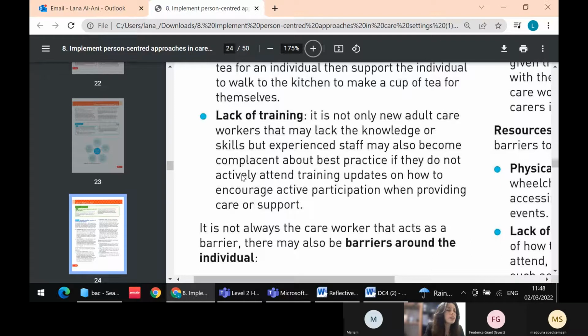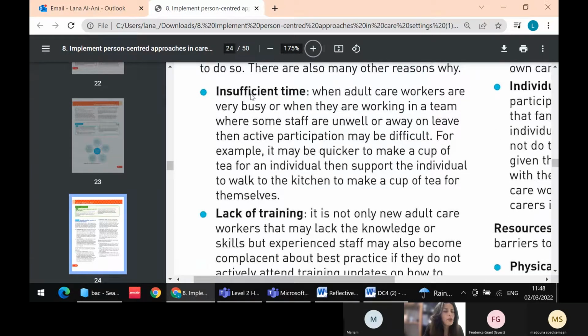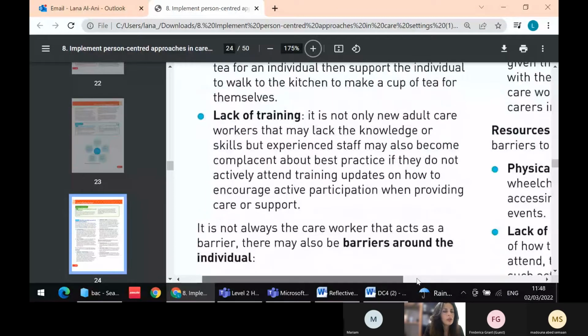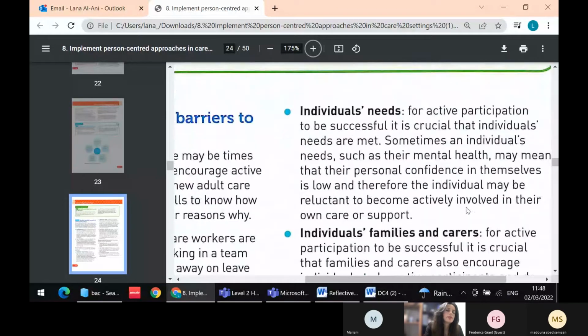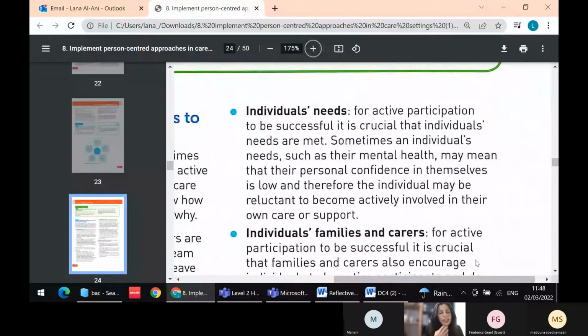These two are barriers for the people working in care. How about barriers for the people who receive the care? Like the client themselves. What's the barrier that prevents them from active participation? For active participation to be successful, it is extremely important, crucial, that the individual's needs are met. But sometimes the individual's needs are very hard to meet.